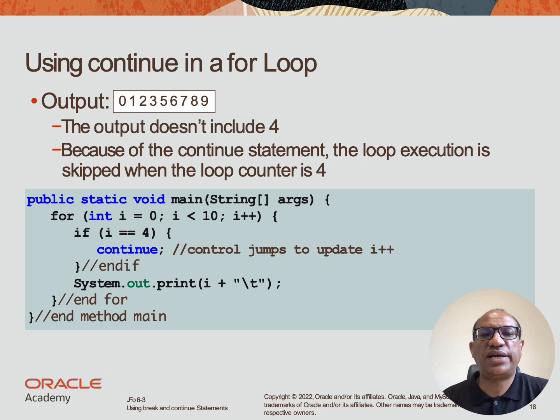In a for loop, it looks like this. The code prints 0, 1, 2, 3, 5, 6, 7, 8, 9. It skips 4.